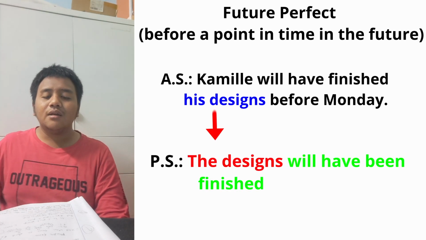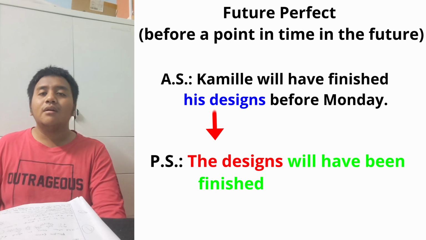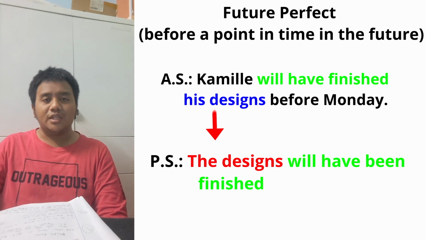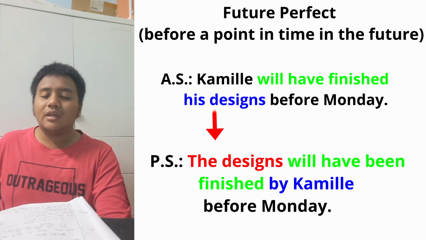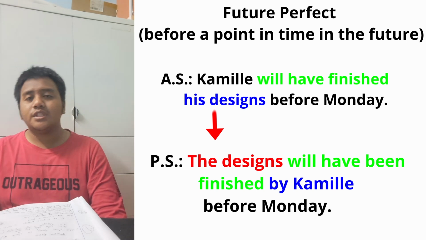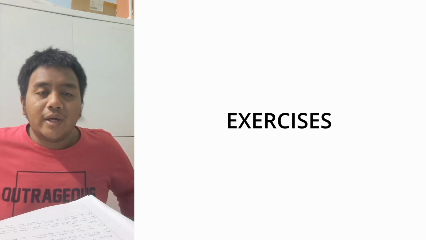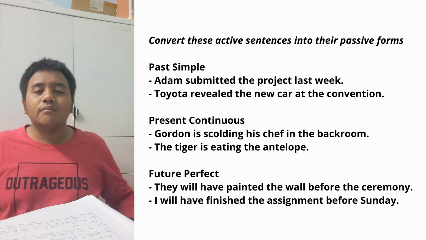The designs will have been finished. Okay, will have finished, change to past participle form. Will have been finished by Camille before Monday. Okay, time or object of preposition, it's safe to put it at the back in the sentence. Okay, now we have some example sentences for you to get some exercises in. So pause the video and we'll discuss it later.